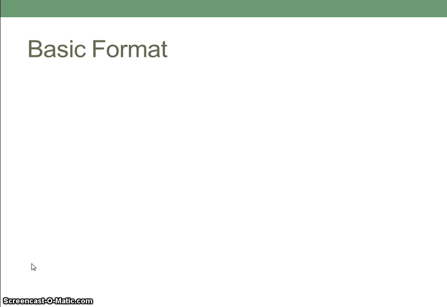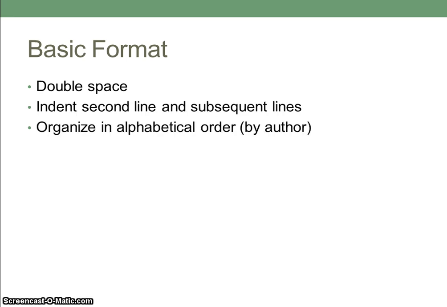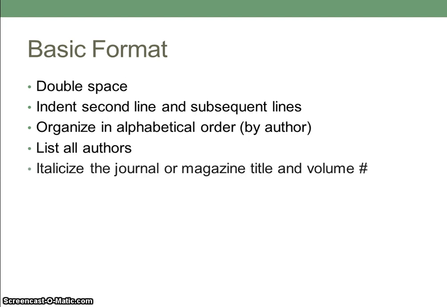The basic format that each reference entry has is double-spaced, indent second line and subsequent lines, organized in alphabetical order, and is usually done by author, lists all authors, italicize the journal or magazine title and the volume number, and italicize book title.